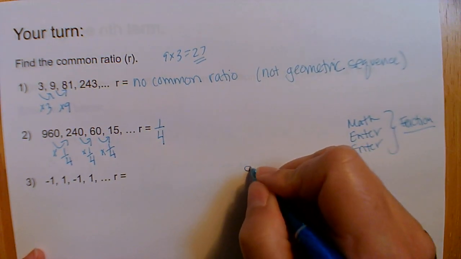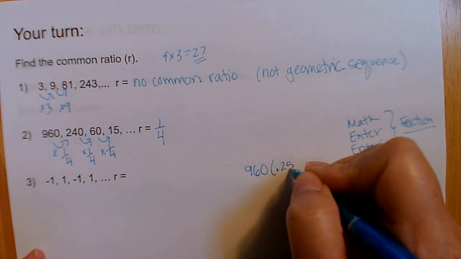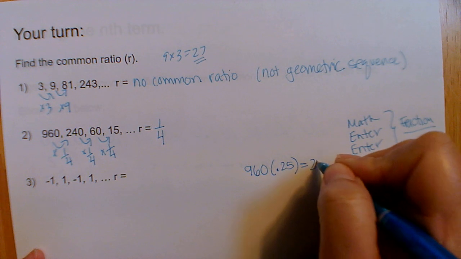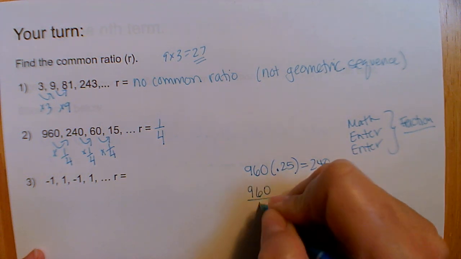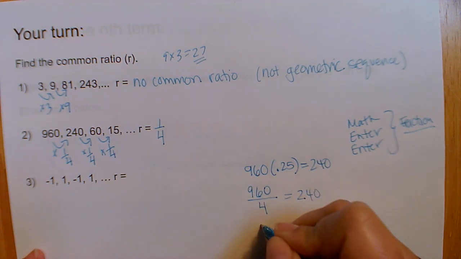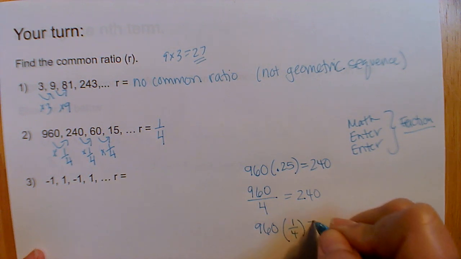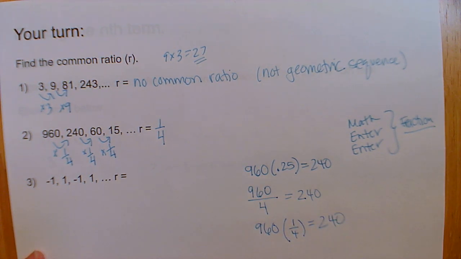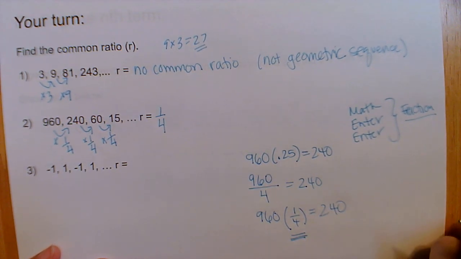And if you can't see it, I'm just saying 960 times 0.25 is going to get us to 240. 960 divided by 4 is going to get us to 240. 960 times 1/4 is going to get us to 240. The correct way to write it when we're working with a geometric sequence is this way right here, using that fraction. Okay, let's look at the next one.